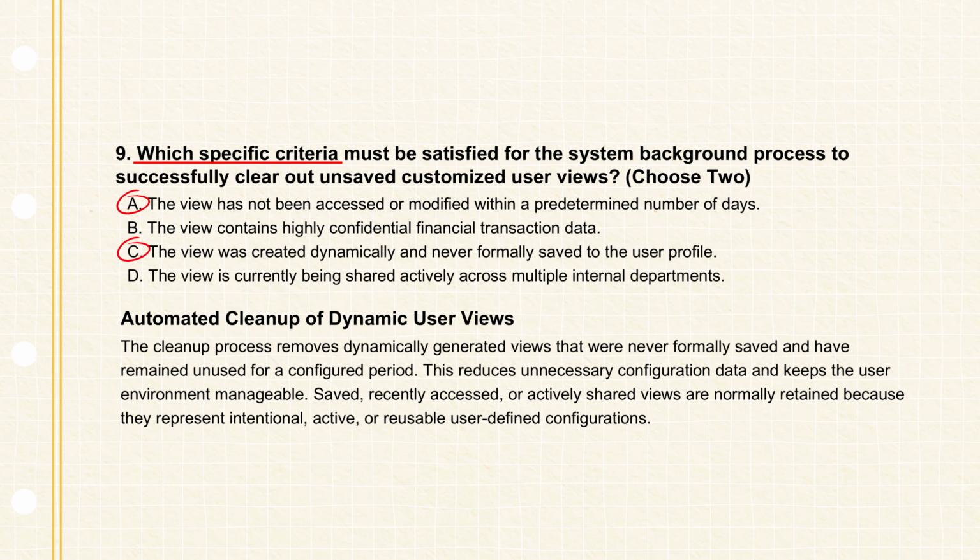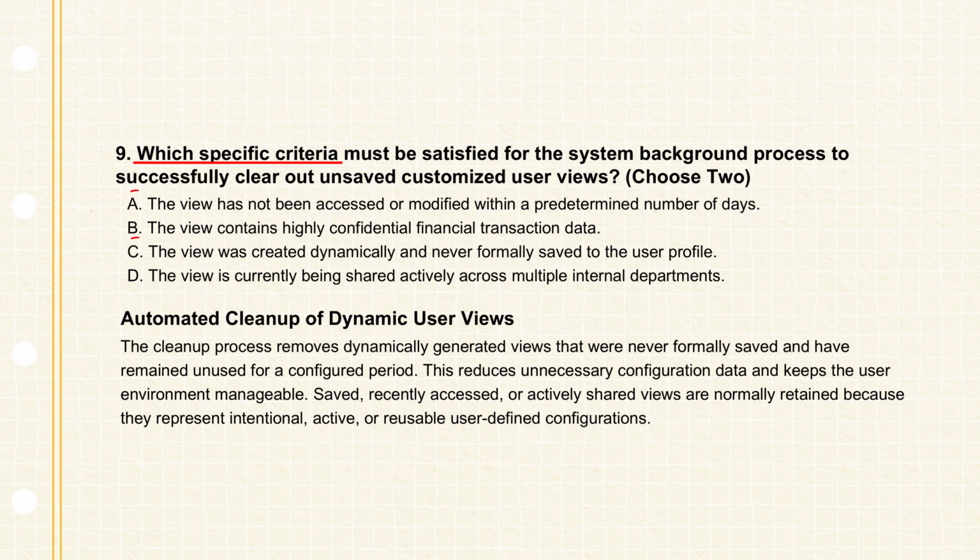It looks for the unsaved status, which means the user didn't flag it for persistence, and then it checks the timestamp. Correct. The criteria represented by A and C must both evaluate to true. It must lack the saved persistence flag. A and D, its last access timestamp, must exceed the predetermined retention limit. Once both conditions are met, the automated housekeeping sweeps it from the cache. That frees up database resources without ever destroying the views that users intentionally rely on. Right. It reduces database clutter while respecting user configurations.